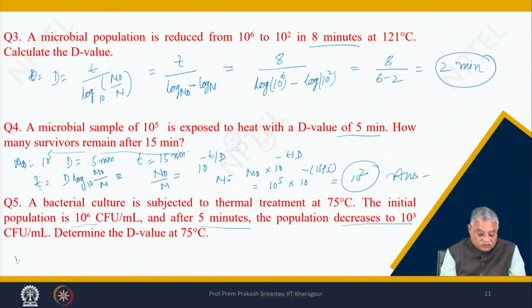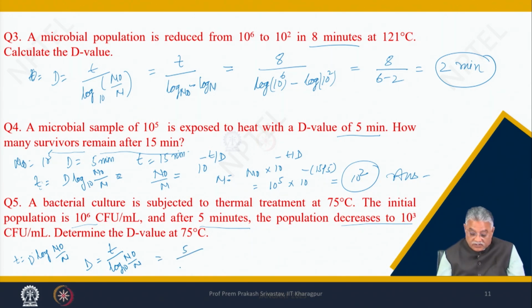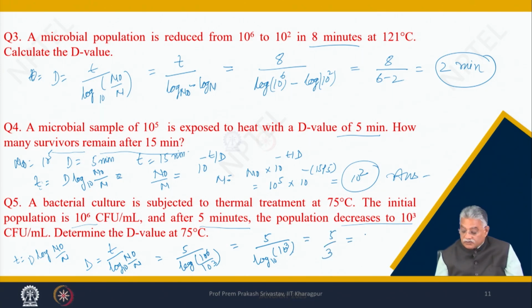So, here we know that T is equal to d log n0 by n, that means d is equal to T divided by log base 10 n0 by n, that is equal to 5 divided by log 10 to the power 6 divided by 10 to the power 3, that is equal to 5 divided by log base 10 to the power 3, that is 5 by 3, that is equal to 1.67 minutes. This is the answer.